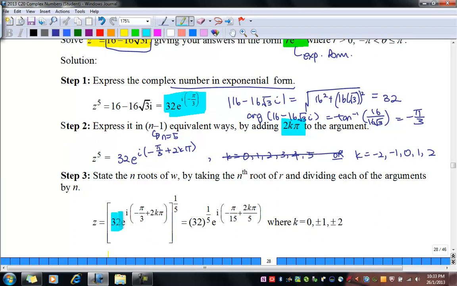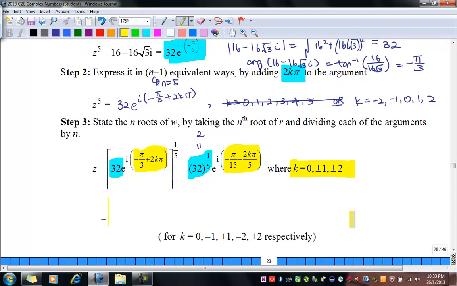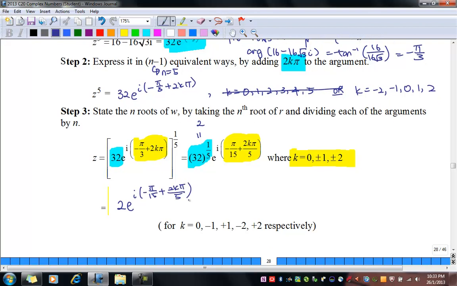Okay, so 32, I need to take it to the power of 1/5, and I find that this is equal to 2. On the other hand, for the argument, what I need to do is to divide this by 5, and thus I get this new angle over here, while my values of k are as such. So therefore, substituting these values in, I would find that in polar form, my roots will actually be as follows.